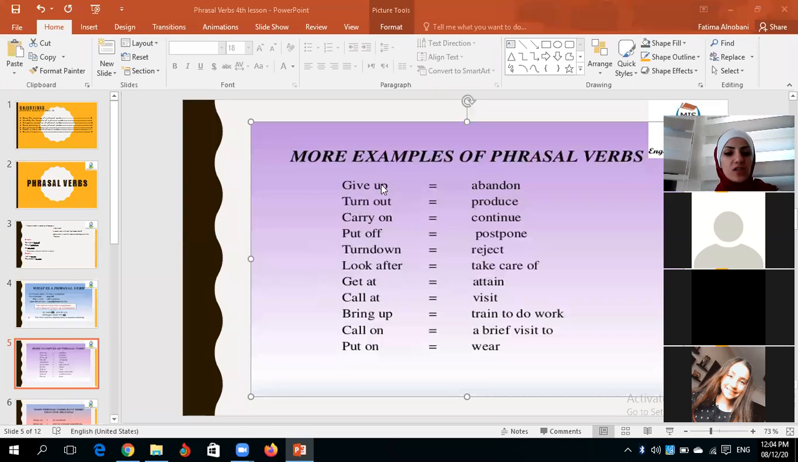Great. So as you see, we have give, turn, carry, put, turn, look. These are all verbs. And if you look at the second part, up, out, on, off, down, after, these are prepositions, but we call them particles. When we join these two words together, they give us a different meaning. Again, more vocab for our language.